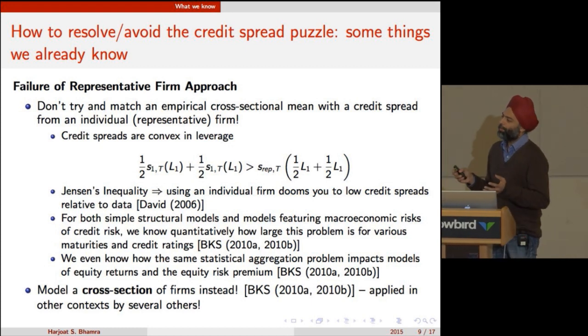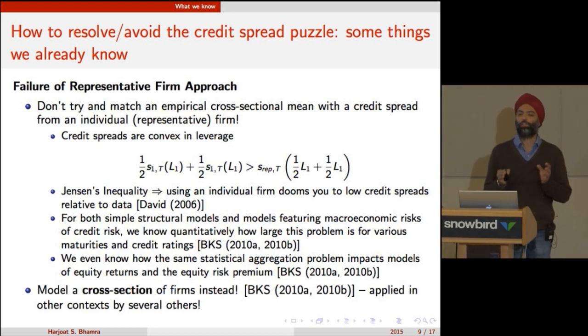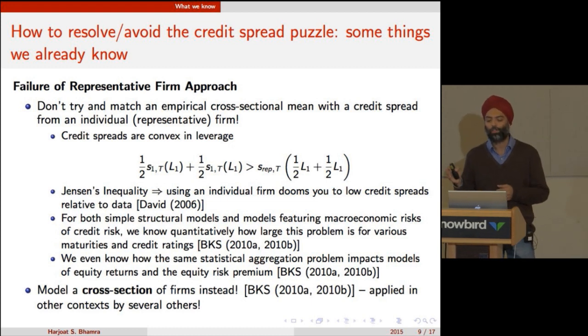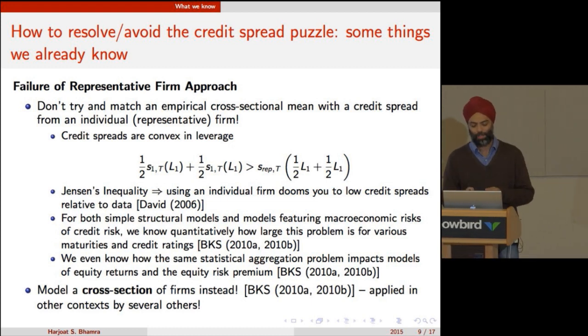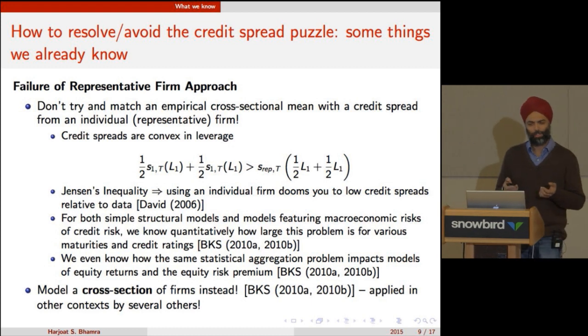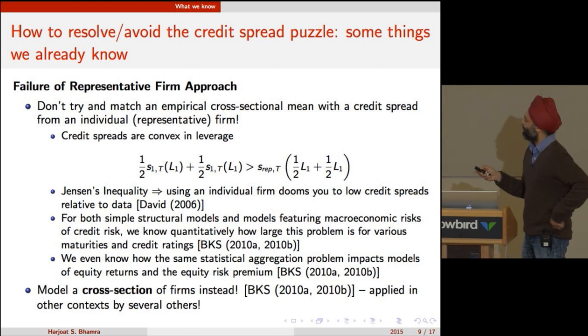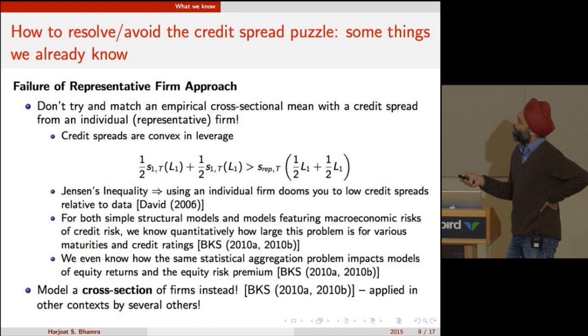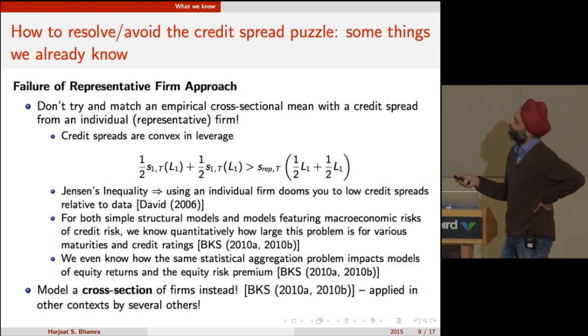So given the way I've presented things, I hope it's obvious that you shouldn't try and match an empirical cross-sectional mean with a credit spread from an individual, i.e. a representative firm. It would seem like an odd thing to do. And to see why, just think about a very simple case of two bonds, and with their credit spreads, let's just take their average, with weights half-half.